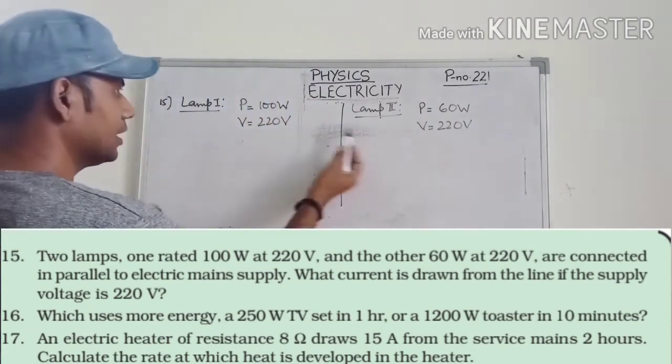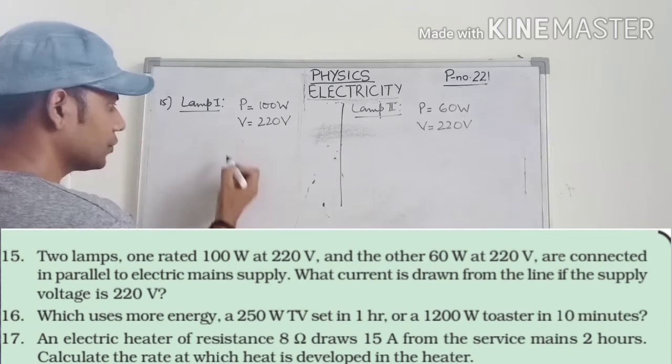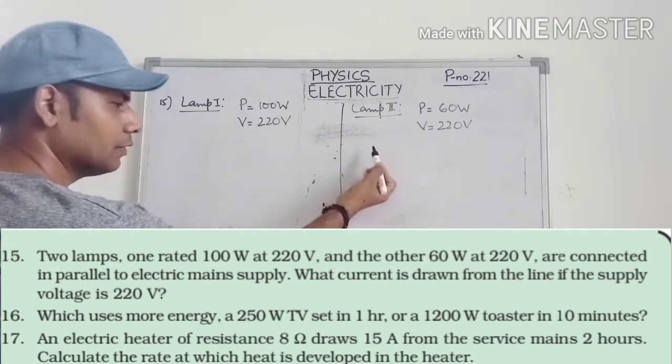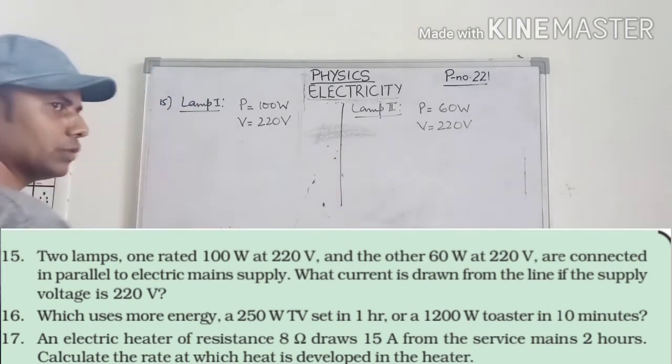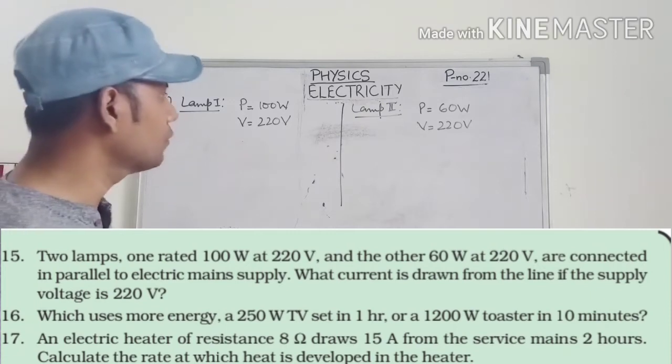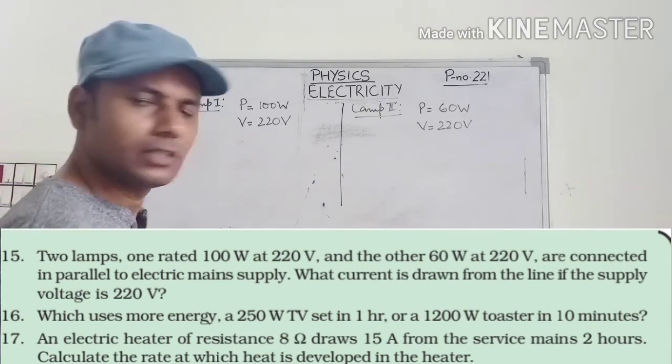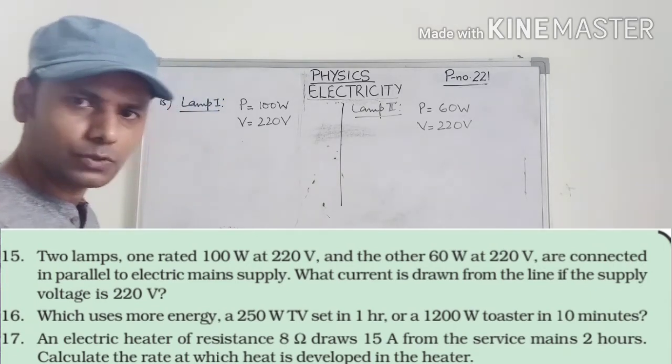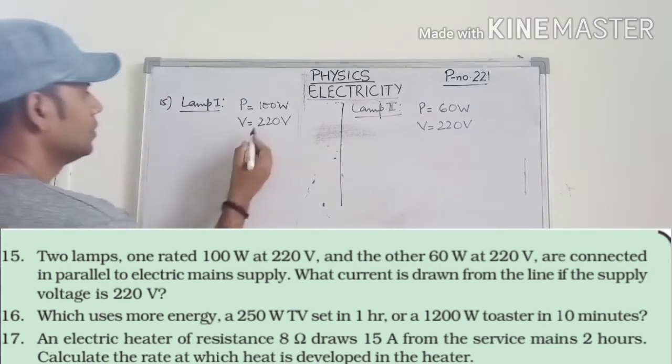So here we have two lamps. First you will find the current through lamp 1, then you will find the current through lamp number 2, and then you will find the sum of these individual currents, and then you will get the total current of the whole circuit.